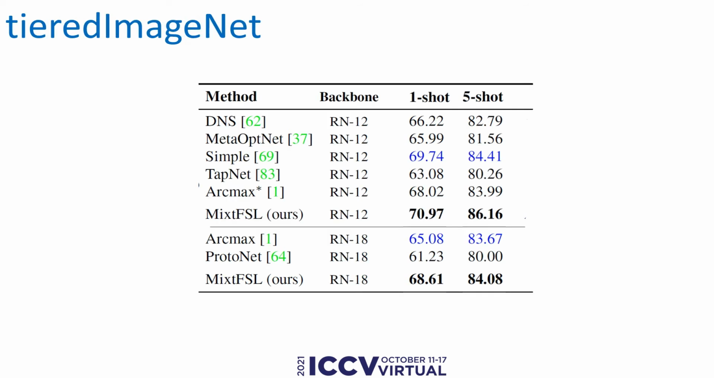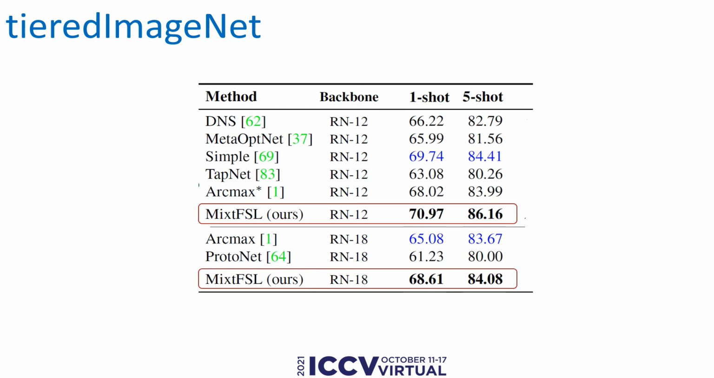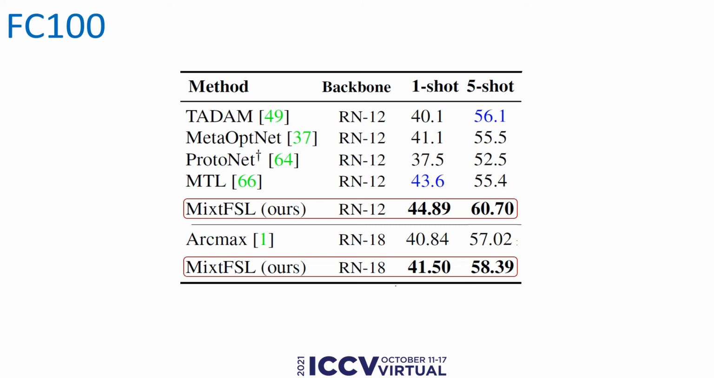This table presents a similar comparison, this time for tieredImageNet for both ResNet 12 and ResNet 18. In particular, our MixtFSL results in a classification gain of 3.53% over the arg-max in 1 shot using ResNet 18. We also have the evaluation of our MixtFSL using FC100. Here we have 4.60% over the state-of-the-art in 5 shot.